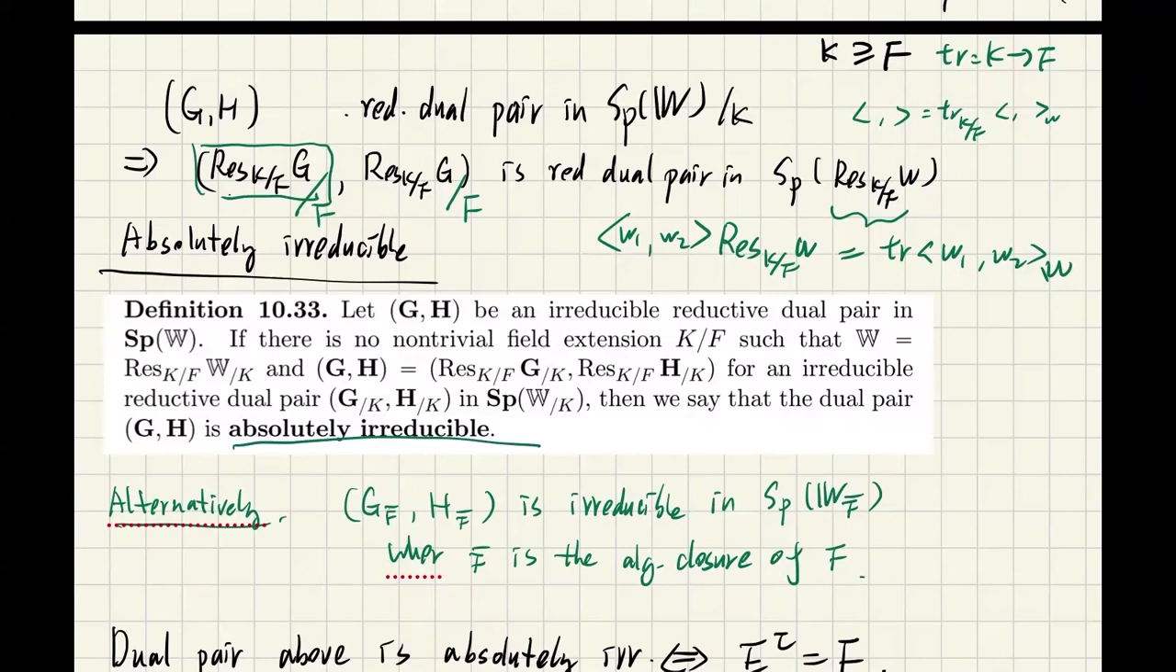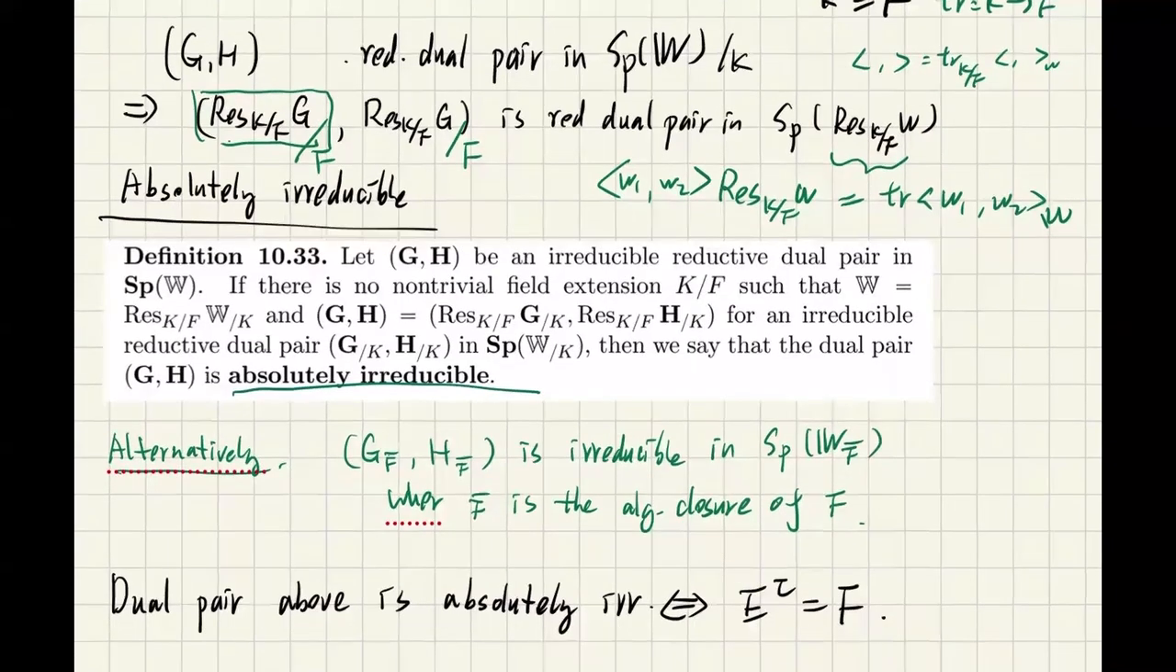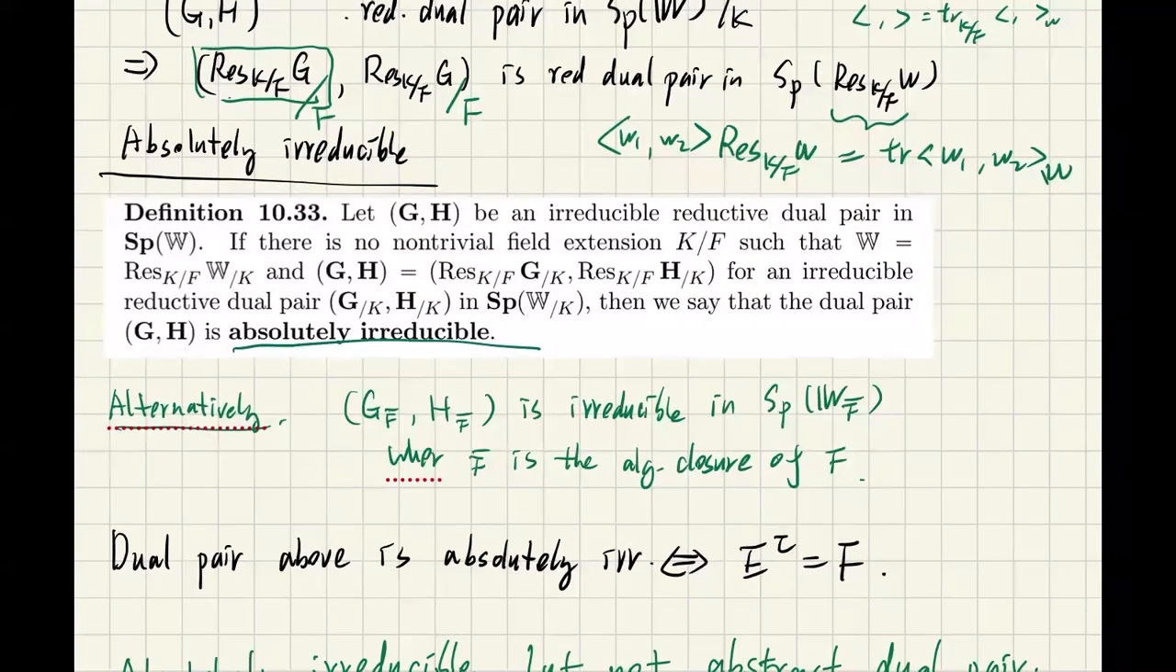So then in this case, it's called absolutely irreducible. Okay, so actually you have an alternative definition of absolutely irreducible. It is saying that a pair is absolutely irreducible if and only if you can do the extension of scalar to the algebraic closure of the field. Then after you do the extension of scalar, it is actually an irreducible dual pair. So the irreducibility does not change after the extension of scalar.